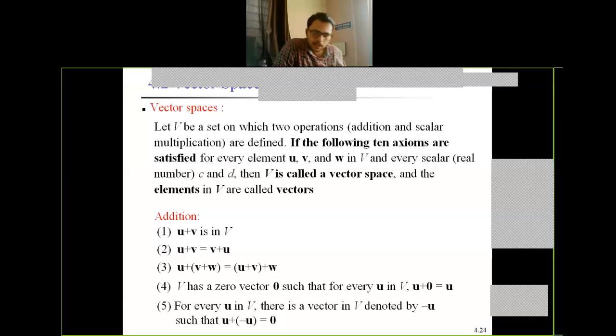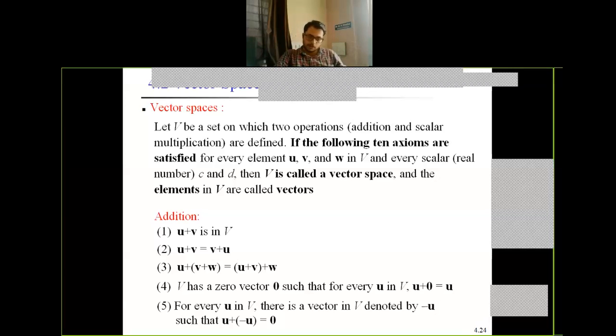Then third is the associative law in vector addition. We can say u plus (v plus w) is equal to (u plus v) plus w. You can observe on screen the third property. If both the results are the same, then we can say that the given space is satisfying this axiom also.